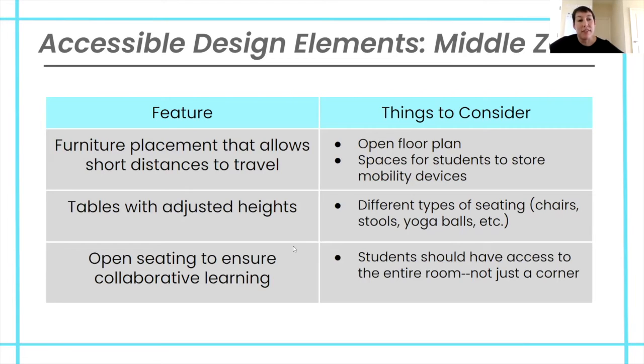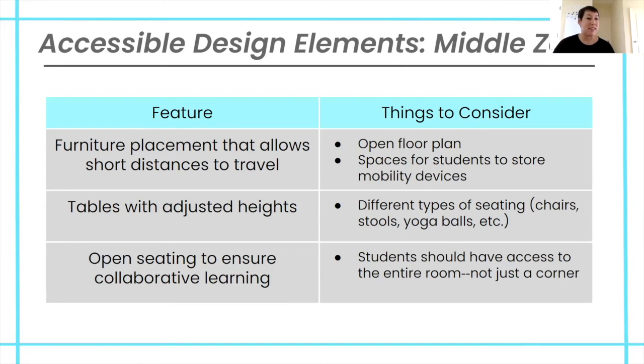So your students should have access to the entire room and not just a corner. There are so many times as a learner that I go into a space for professional development and I'm trapped by the door. And that usually means that I have about 6 square feet of space to move.